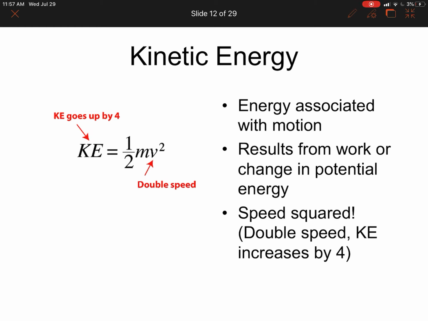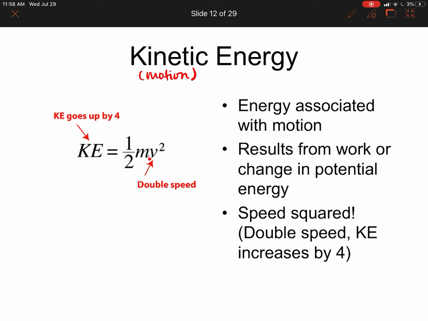Okay, so we are on to kinetic energy now. Kinetic energy is the opposite of potential energy. Kinetic energy is based on motion, whereas potential energy is based on position and height. We've already talked about, just looking at that roller coaster situation, that it results from the work or the change in the potential energy.